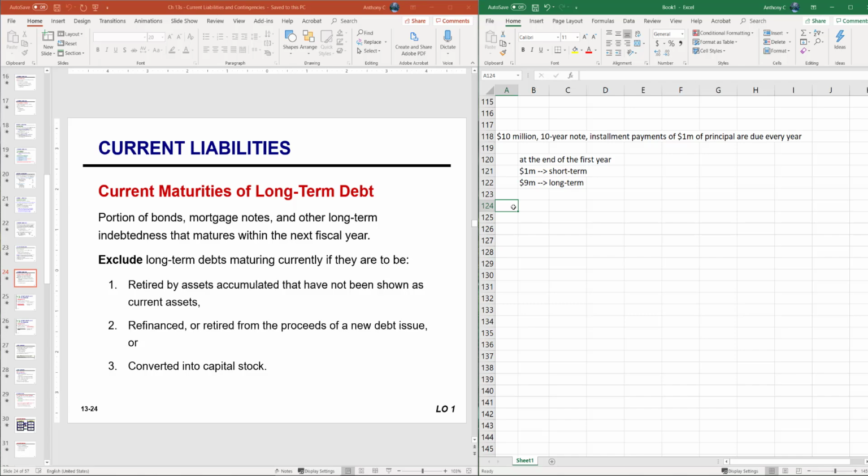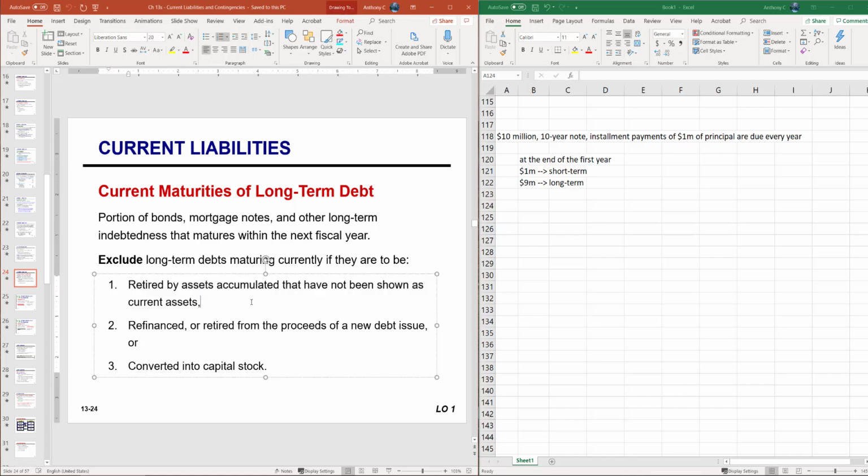Now, in certain cases, we wouldn't include the portion that matures within the next year as a current liability. Those cases are given in points 1 through 3 here. The first one is we retire it with assets that have not been shown as current assets. In other words, we're not using current assets to pay off the currently maturing portion. The second one is we refinance the amount due or retired from the proceeds of a new debt issue. And the third one is conversion into capital stock.